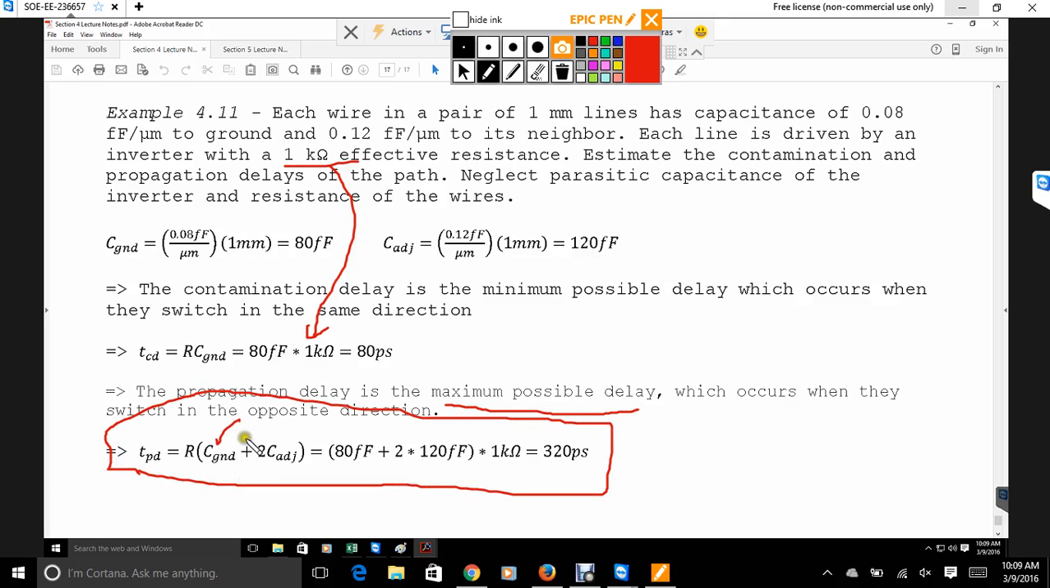In this case, we have C, the capacitance to the ground, plus 2 times the adjacent capacitance. And then again, we have 80 femtofarads plus 2 times 120, which we get from here, times 1 kilo ohm, which is the effective resistance, and that gives us 320 picoseconds.